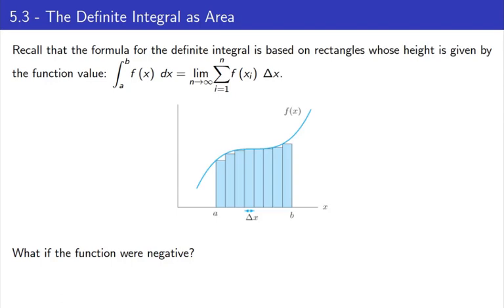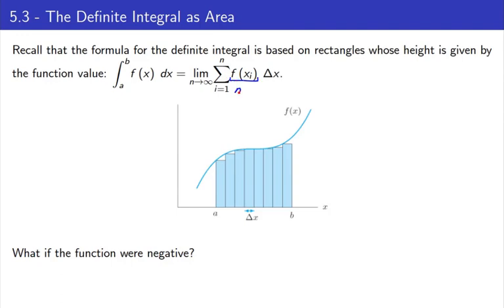Remember, the way that we set this up was we looked at rectangles, and we took the function height to help us find the height of the rectangle, and then the delta x was the width of the rectangle. When we added up all of these areas and let the number of rectangles go to infinity, that's how we defined the definite integral. But what would happen if this function were negative? When it's positive, it's clearly just area. So let's take a look.